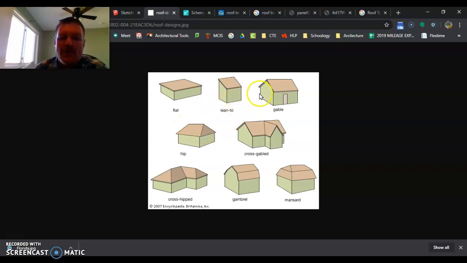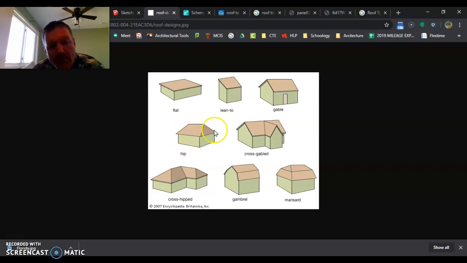piece of terminology is this here, which is called a gable end. So that point goes up. This one here is called a cross gable because it's got a gable here and a gable here. Just straight slant, and then that wall goes all the way up.